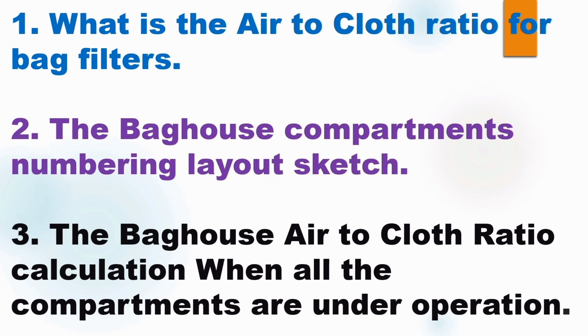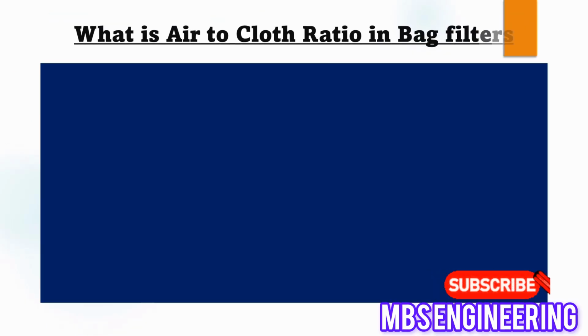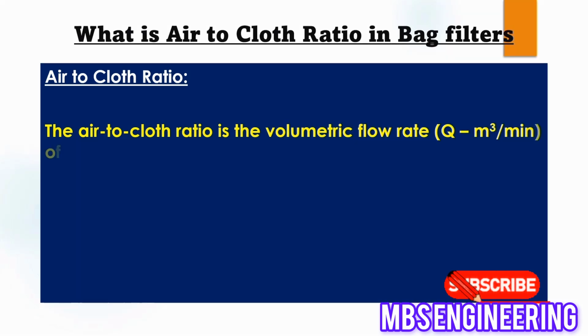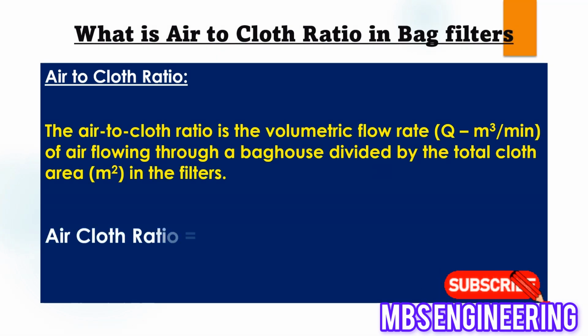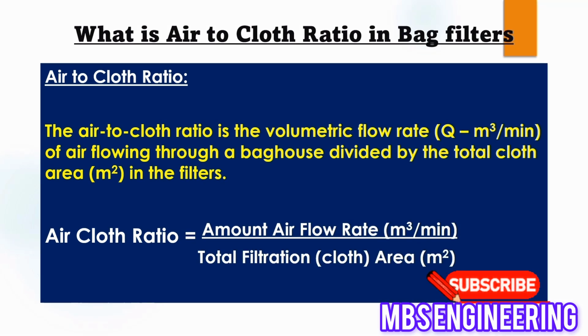Next, we will learn and understand what is the air-to-cloth ratio in bag filters. The air-to-cloth ratio is the volumetric flow rate, Q in meter cube per minute, of air flowing through a baghouse divided by the total cloth area, square meter, in the filters. The air-to-cloth ratio is equal to the amount of air flow rate in meter cube per minute, divided by the total filtration area, or cloth area in meter square.